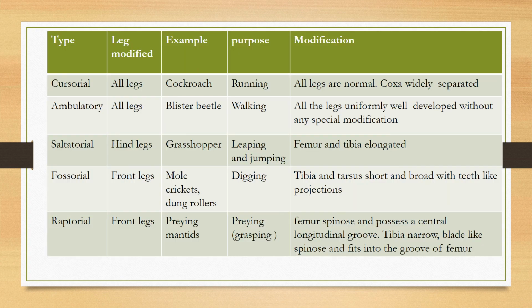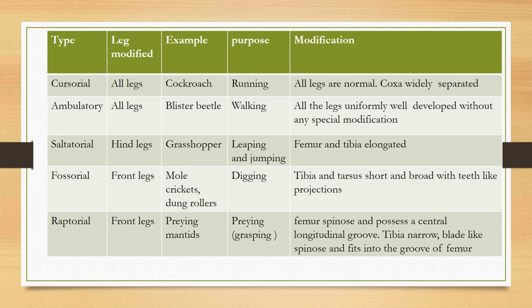The different types of legs are given in tabular form: the leg modification, which insect has it, and what the purpose and modification are. The first one is the cursorial type of legs. Here all three pairs of legs are cursorial, as in the cockroach, for running. All legs are normal, and the coxae are widely separated. Next is the ambulatory legs. All the legs are used for walking, mostly seen in insects like the ground beetle, uniformly well developed without much modification.